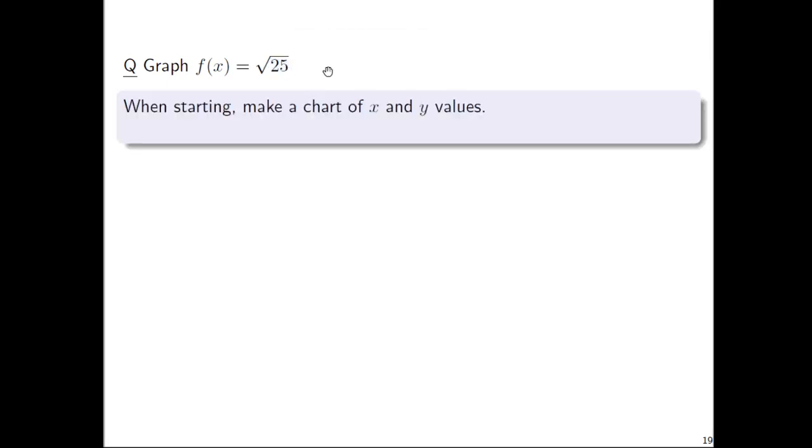I'd like to graph, oh, there's a typo here. I'll fix this when uploading. But I'd like to graph f of x is equal to root x. So apologies about the 25 here. I don't know how that got there.